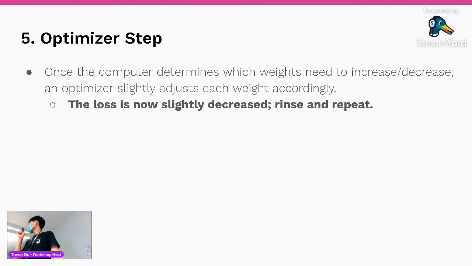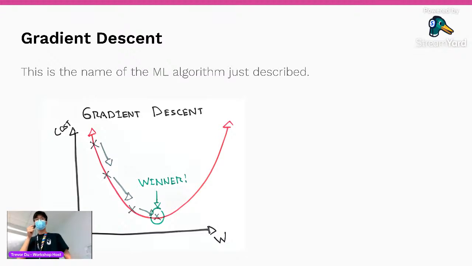And then finally, at the end of the training step, we apply an optimizer step. Once the computer determines which weights it needs to increase and decrease, the optimizer slightly adjusts the weights accordingly. And now the loss is slightly decreased. Then we rinse and repeat, give this a couple thousand, couple million times, and we have a trained model. The name of the algorithm we just described is called gradient descent. It's called gradient descent because you look at the gradient of the graph, and then you look for the winner spot, or the lowest cost, the place on the graph with the lowest cost.